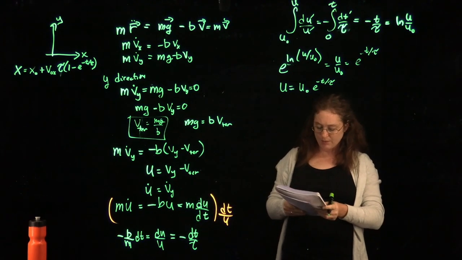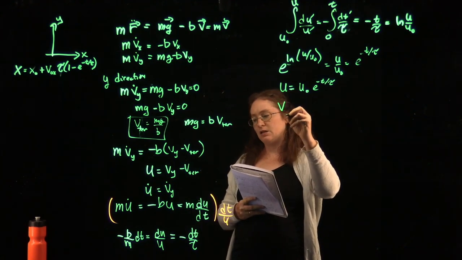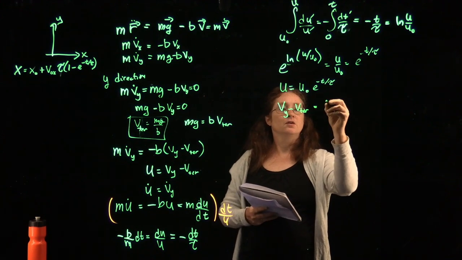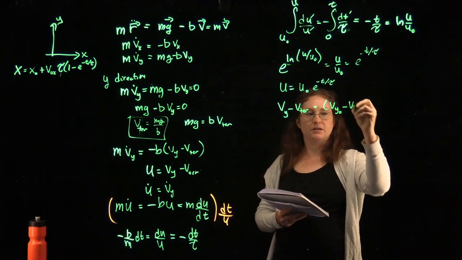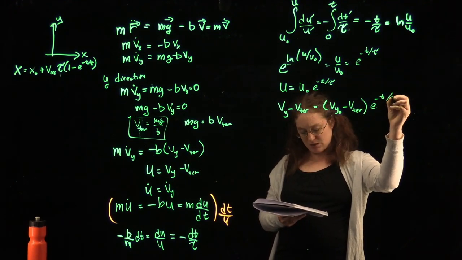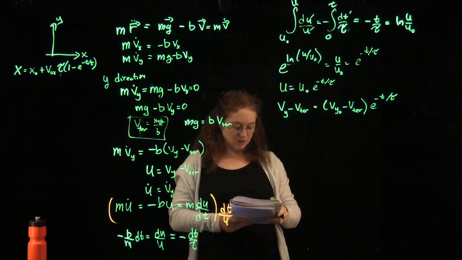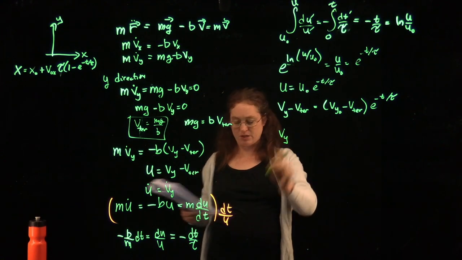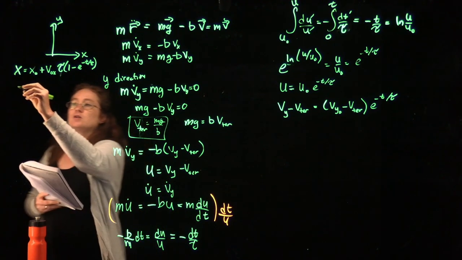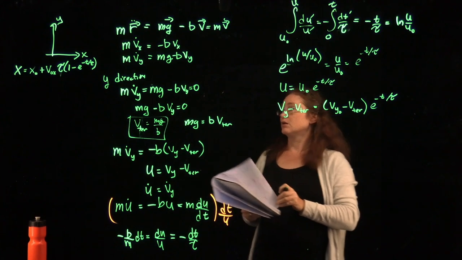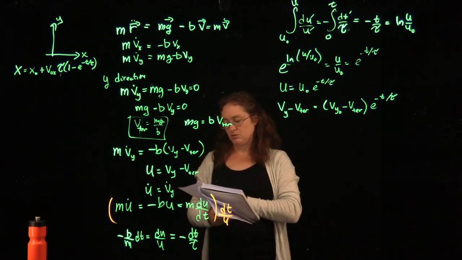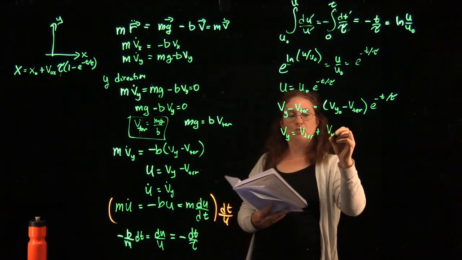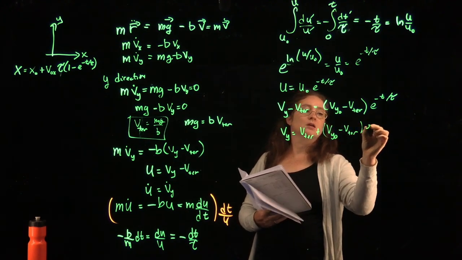And now I'm going to put back in my substitution. So vy minus v ter equals vy naught minus v ter, e to the negative t over tau. Actually, I'm going to put it over here with our answers. We haven't yet integrated. So we get vy equals v ter plus vy naught minus v ter, e to the negative t over tau.